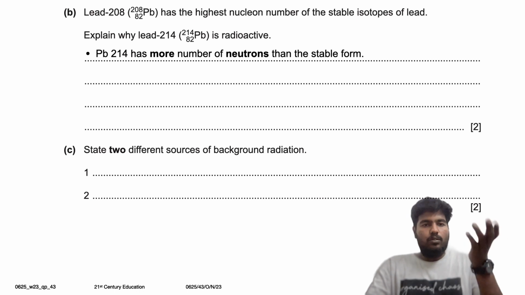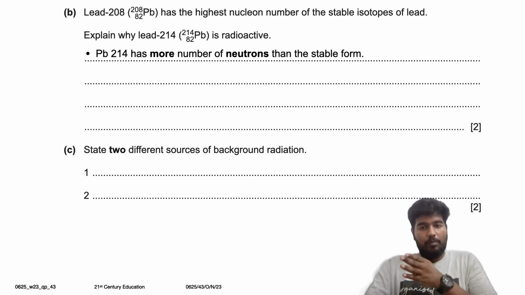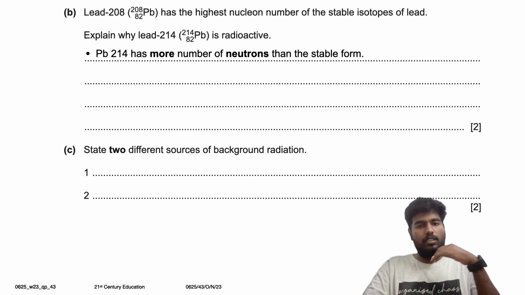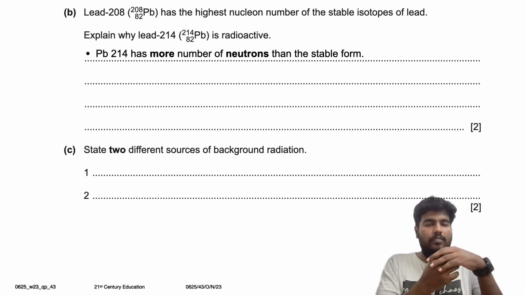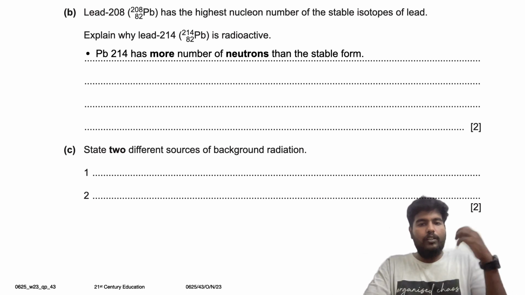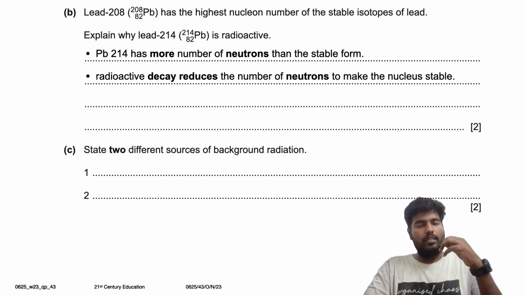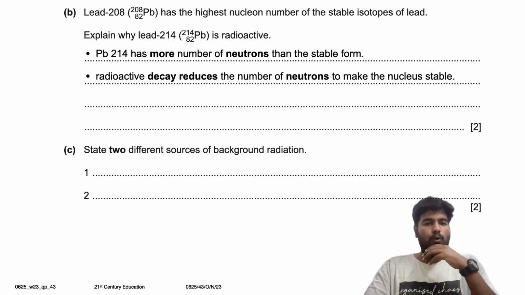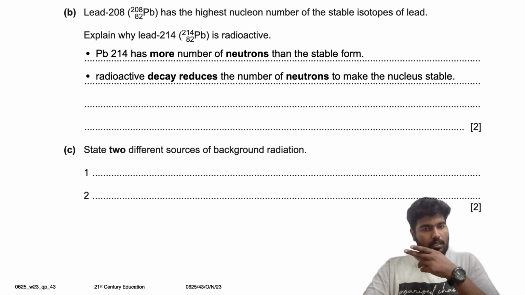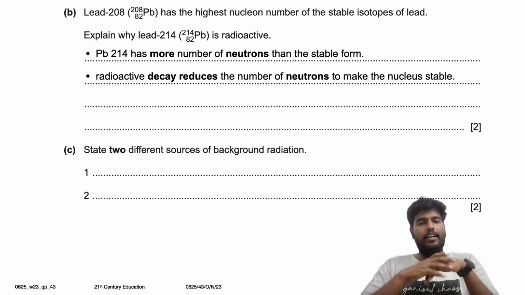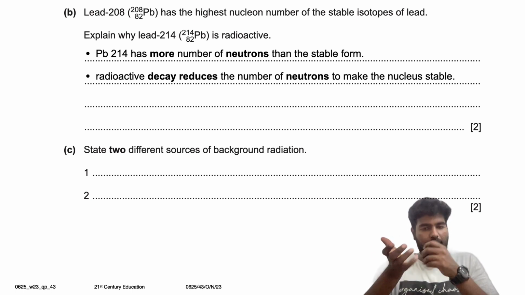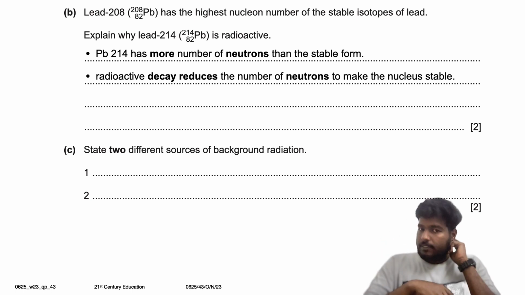So 214 has more neutrons than the stable form, so it has to reduce somehow. This radioactive decay will reduce the number of neutrons. Depending on the radiation, I think it will be beta radiation, beta positive. I guess I'll check. In general, radioactive decay decreases the number of nucleons, so it can come to the stable form.